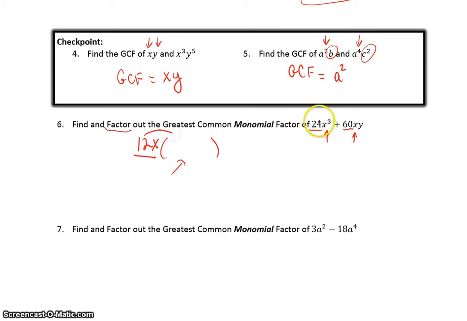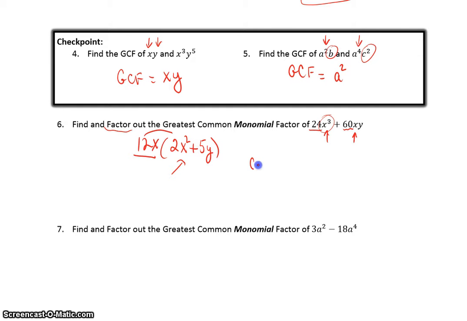So 12 times what is 24? 12 times 2. And then how would we get x to the third? We need to have x squared inside the parentheses. x times x squared is x to the third, plus 12 times what is 60? 12 times 5 is 60, and we have an x. We also need a y.